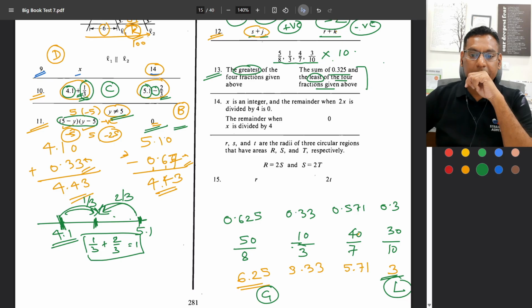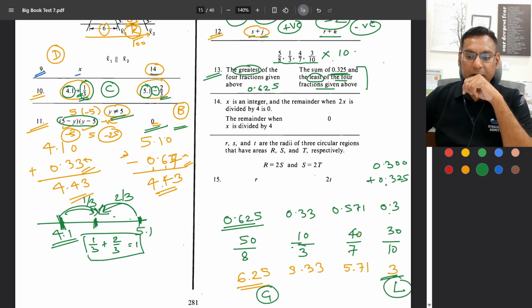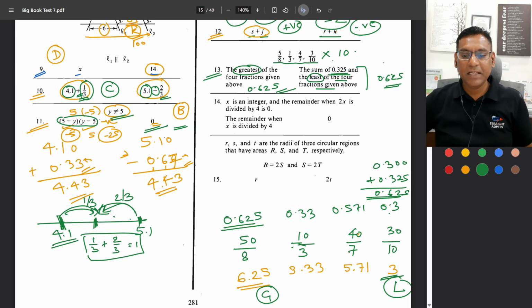The greatest of the numbers, so that is this. So this is 0.625, the sum of this number plus the least. So 0.300, that's this number, plus 0.325, that is the sum, 0.625. Okay, so here I am getting 0.625, and like magic, both the numbers are the same. That's where this number has to play that role.